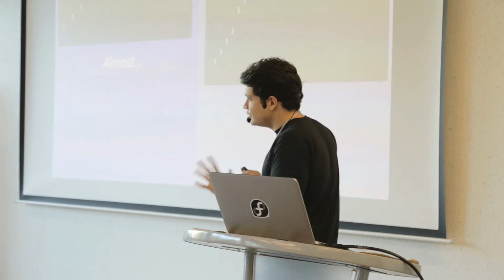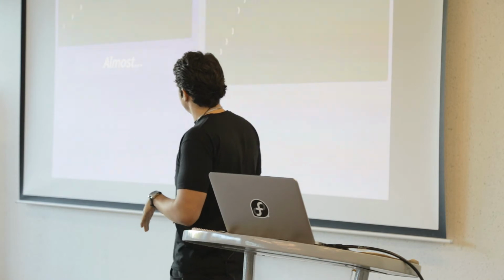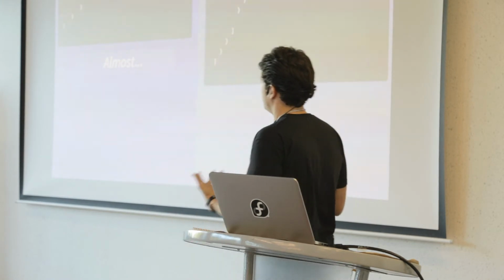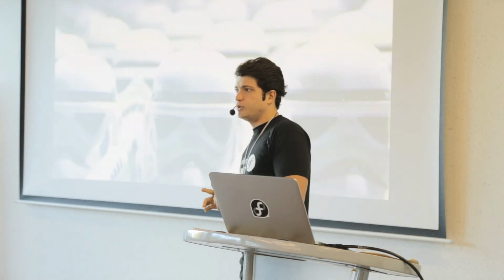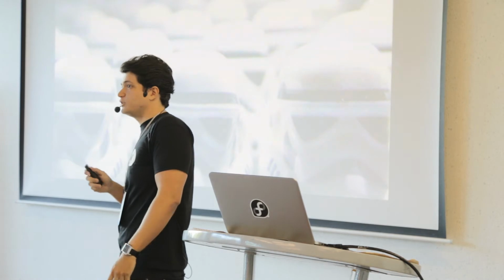This would be nice, but that's not exactly how it works because of this little problem here. We cannot point to our R2D2 directly. And that's how GraphQL works. It uses Relay cursor pagination. Have any of you used Relay on the JavaScript world, the Relay framework, something like that?